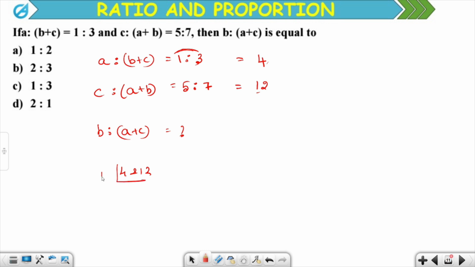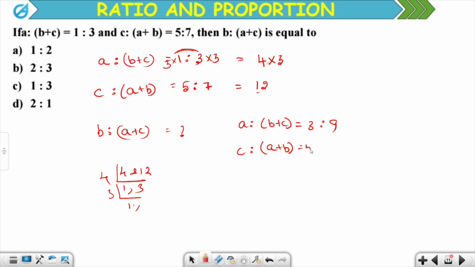Okay, what is the LCM? 4 table, 1 and 3. Okay, again 3, 1 and 1. So the LCM is nothing but 12. So what you need to do is multiply each and every ratio value by 3. Now what happens? A is to B plus C will become 3 is to 9. Similarly, C is to A plus B will become 5 is to 7.